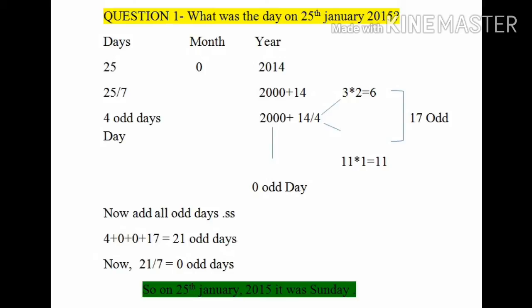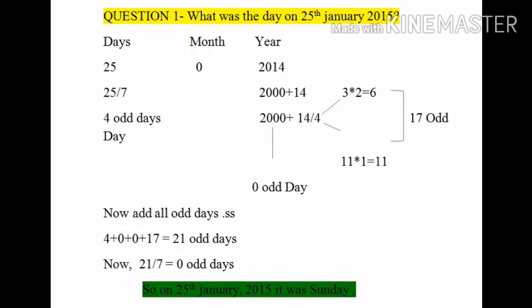Now 14 years are left, which we divide by 4 just to check how many leap years are there. So we divide 14 by 4, by which we get 3 leap years, and we know that every leap year has 2 odd days. 3 into 2 equals 6, and the remaining 11 non-leap years we multiply by 1 because a non-leap year has only a single odd day, by which we get 11 into 1, 11. We add 6 and 11, by which we get 17 odd days.